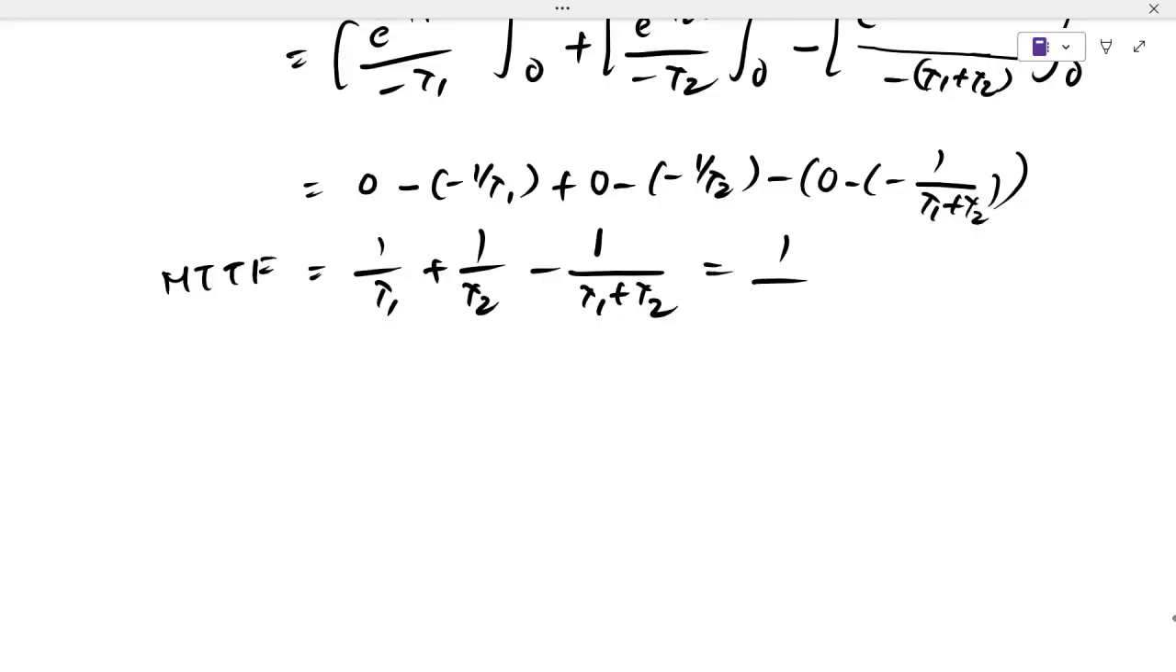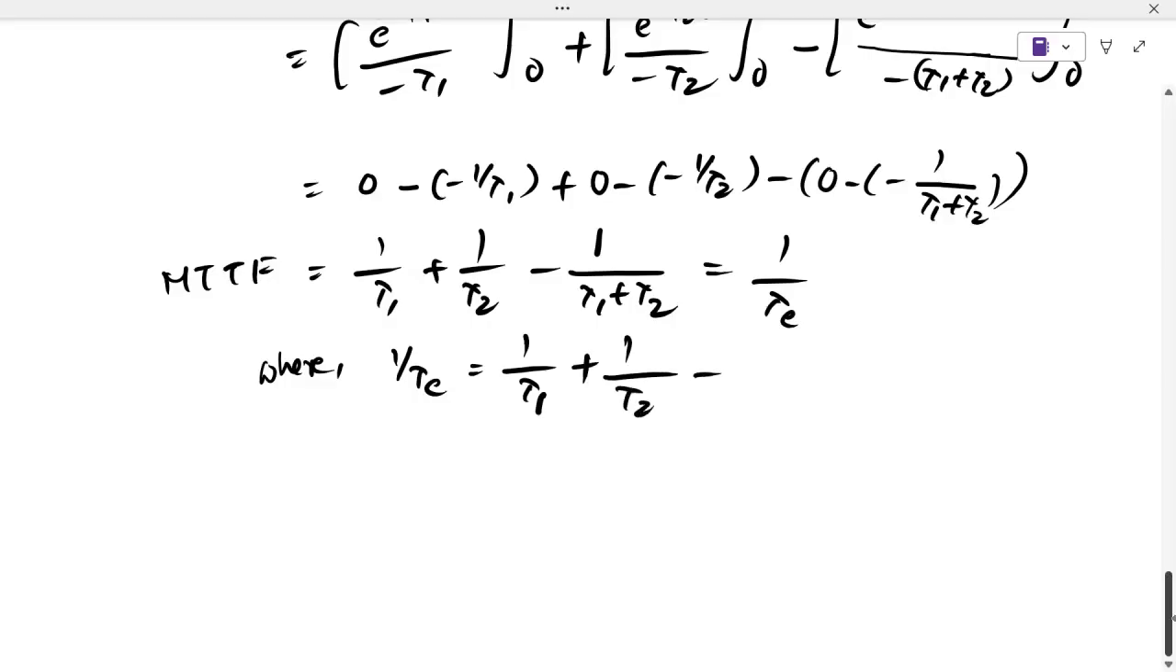Now this is the equivalent failure rate, where 1 by lambda e is equal to 1 by lambda 1 plus 1 by lambda 2 minus 1 by lambda 1 plus lambda 2.